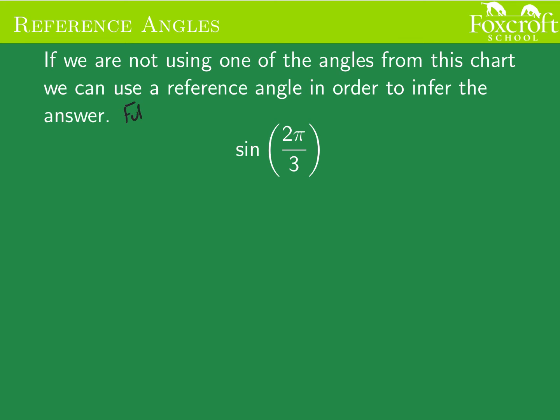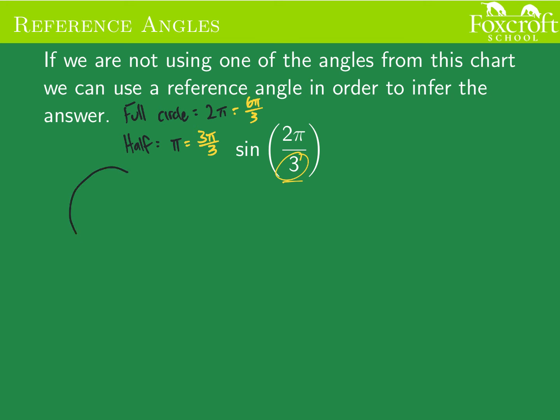Full circle is 2 pi. Half of a circle is pi. And because we're talking about the angle 2 pi over 3 with this 3 in the denominator, I'm just going to rewrite these as 6 pi over 3 and 3 pi over 3.